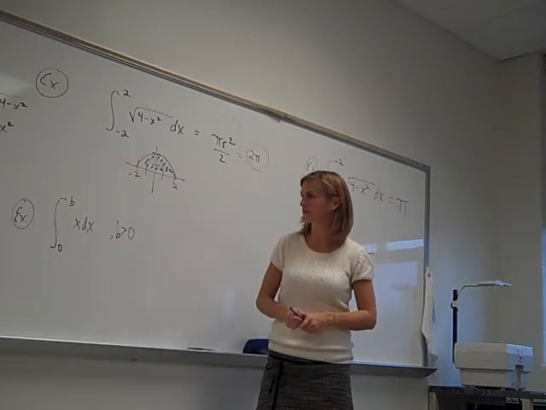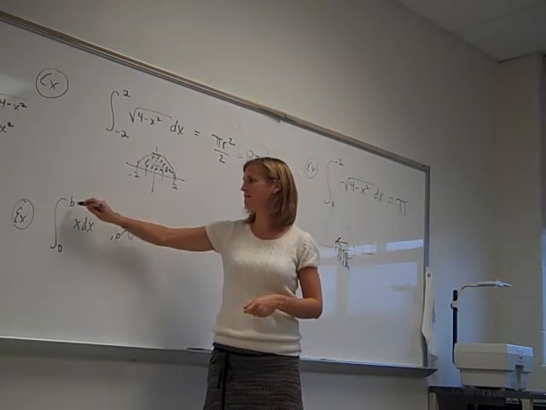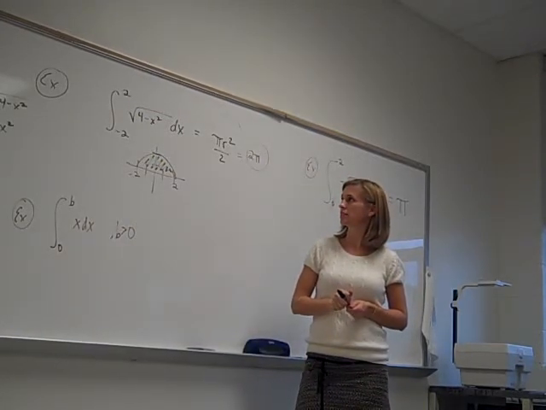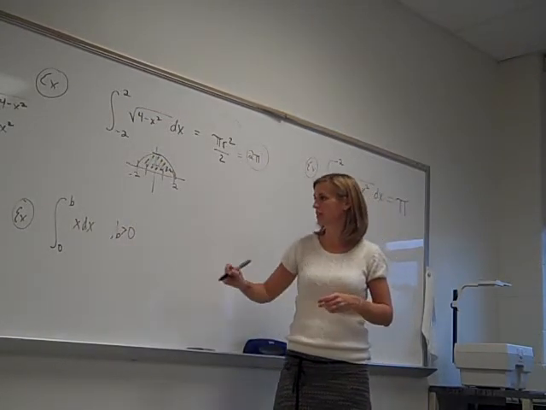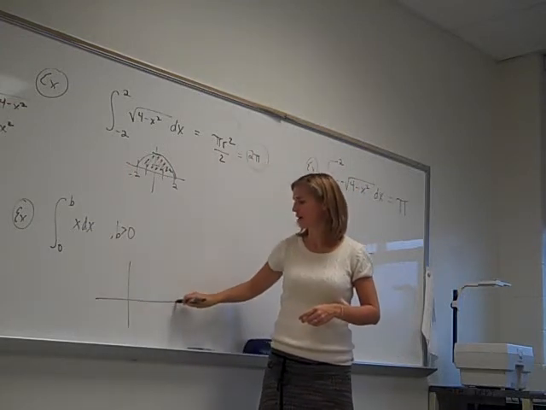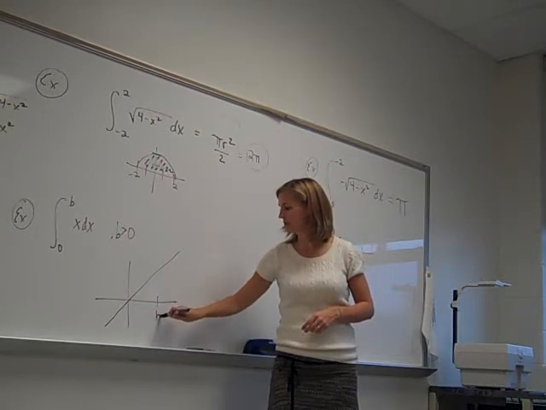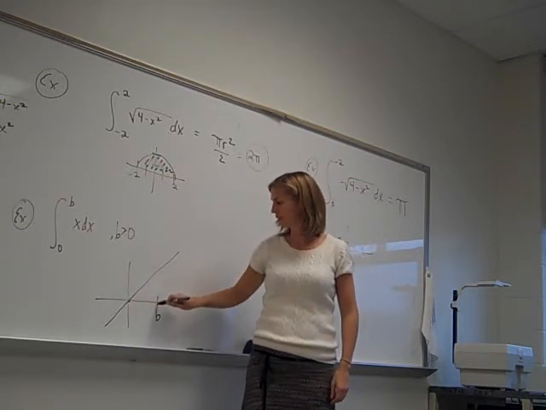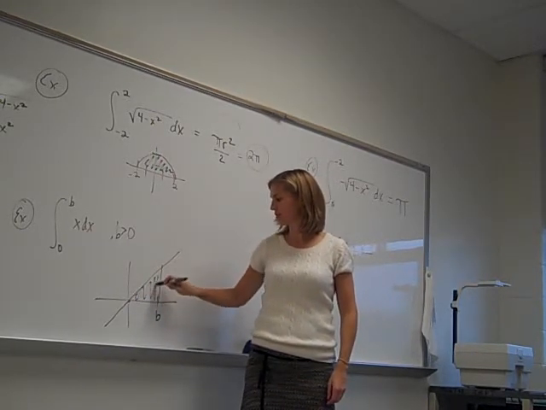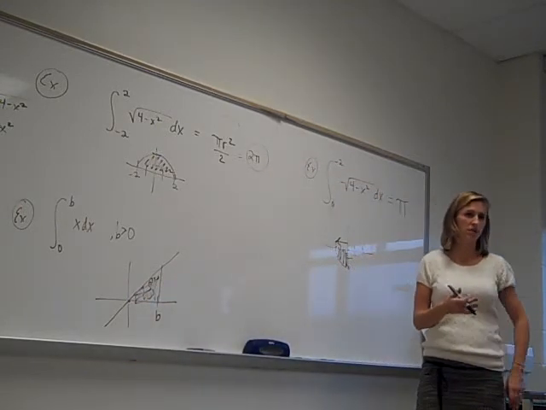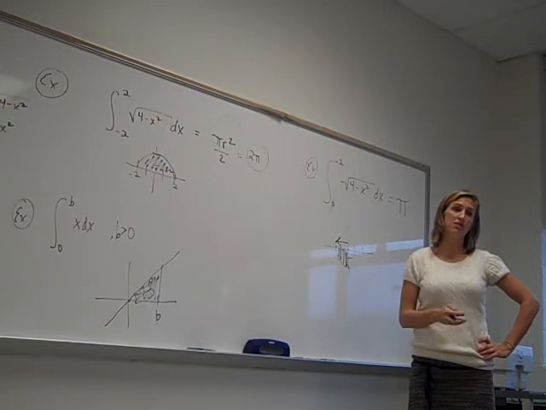Alright, last one. So we're gonna throw some variables in there. There would need to be a 2x next to it. Yes, to do it by substitution. Okay, so this is the function y equals x, so it's a line. And I'm going from 0 to b. And the question is, what's the area? So you're going to have a couple of these with variables in it where your answer is going to be in terms of b.